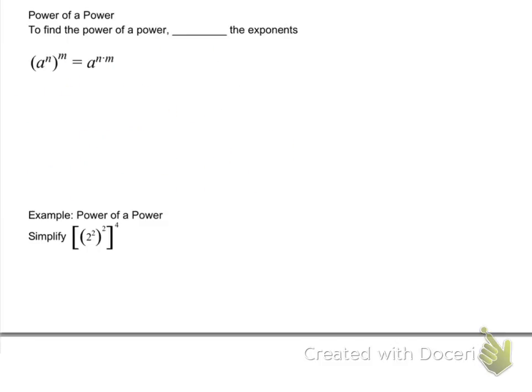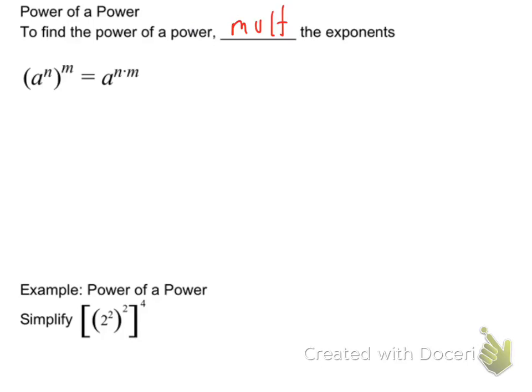Power of a power. To find the power of a power, multiply the exponents. So therefore, a to the n to the m power is just a to the n times m. So our example on the bottom there is 2 squared to the fourth power.